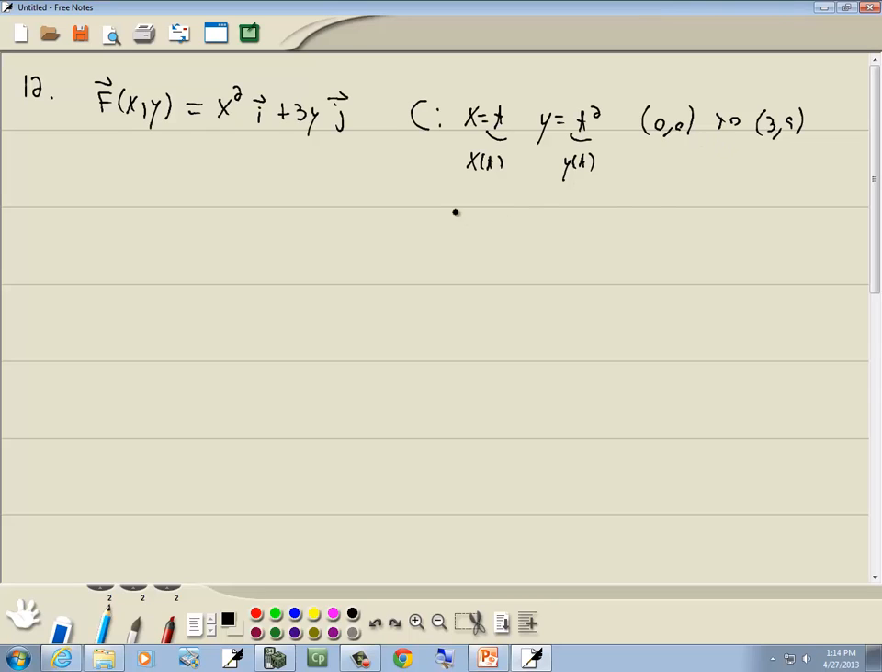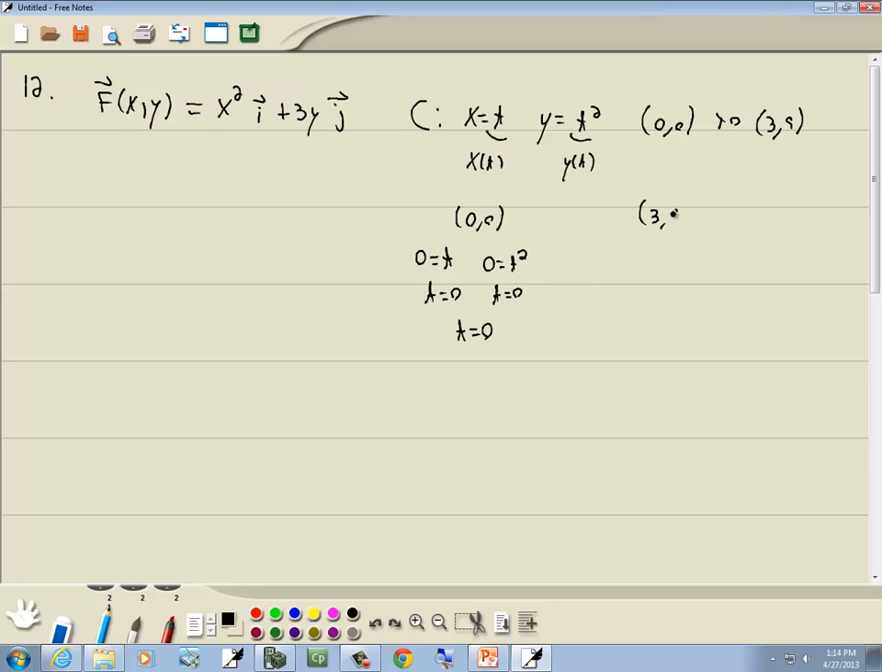Well, let's look at (0, 0). Now this is x and y. If I put 0 in for x, I get 0 is equal to t. If I put 0 in for y, I get 0 is equal to t squared. So we got t is equal to 0, and we got t is equal to 0. What they agree on is your beginning t value. So this is going from t is equal to 0.